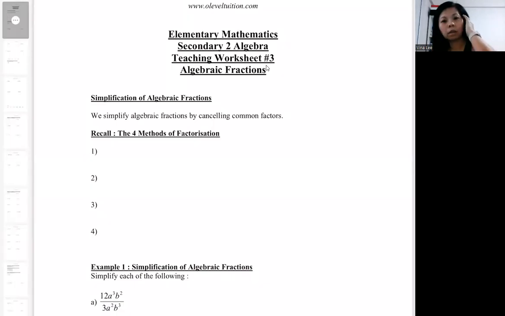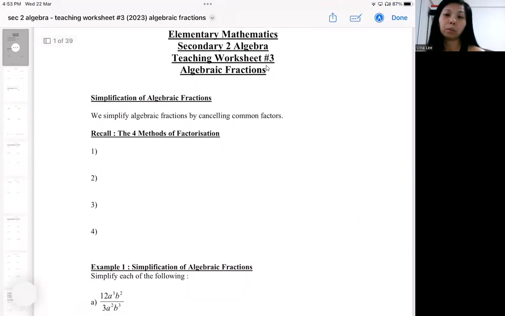Okay, so for this section in algebraic fractions, we are going to learn how to simplify. This is the start of the topic on algebraic fractions, and the first thing you're going to learn is how to simplify them. Basically, we simplify algebraic fractions by cancelling. It's a bit like what you've done in primary school, where we cancel numbers, but here we are going to cancel algebra. So there is a certain condition that you need to bear in mind.